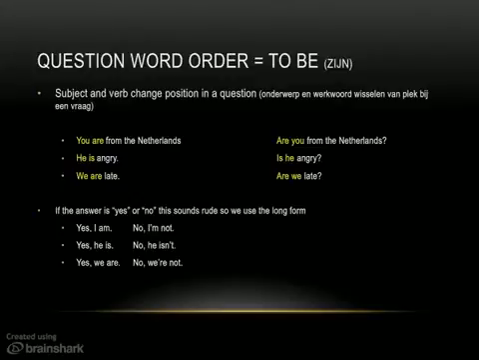Now you understand the word order in English, it's relatively easy to make a question. Quite simply, in a sentence that has the verb to be in it, zijn, the subject and the verb change position. You can see a few examples below. You are from the Netherlands, are you from the Netherlands, etc.